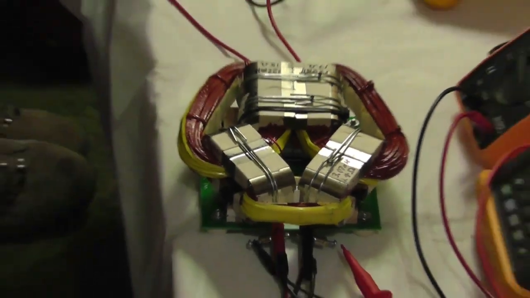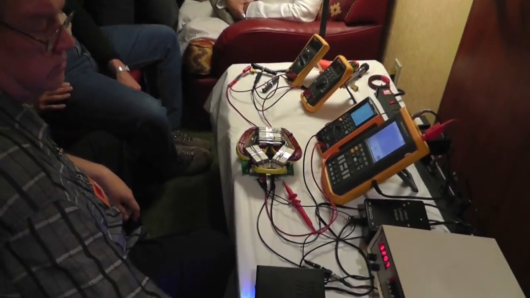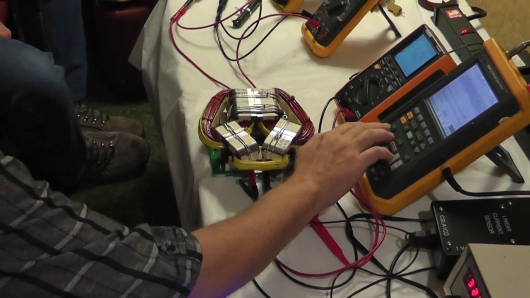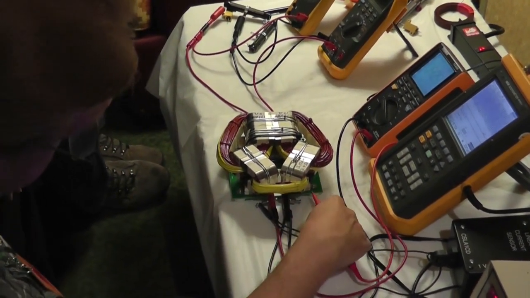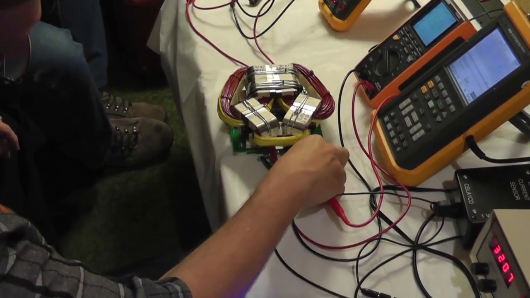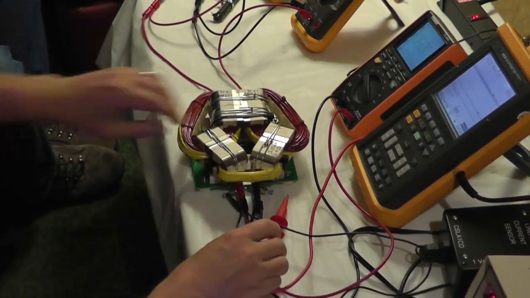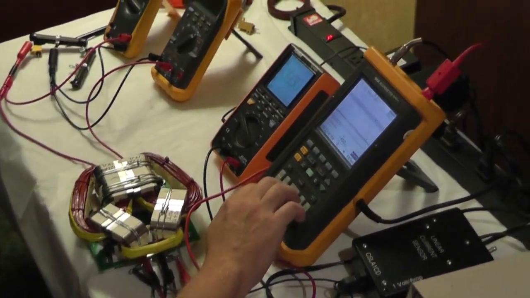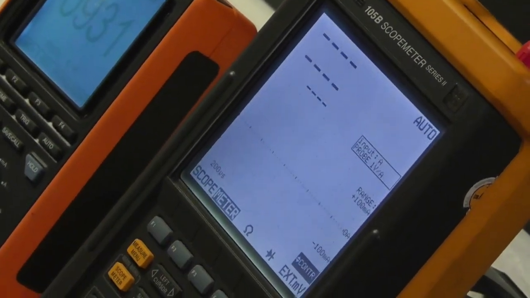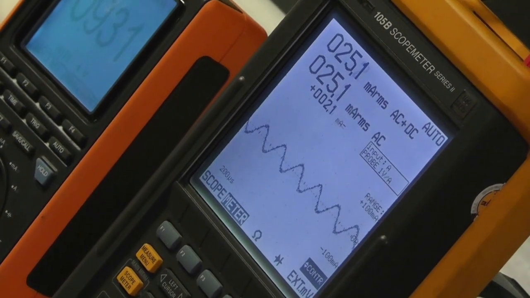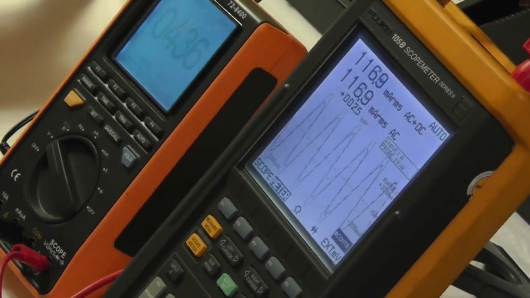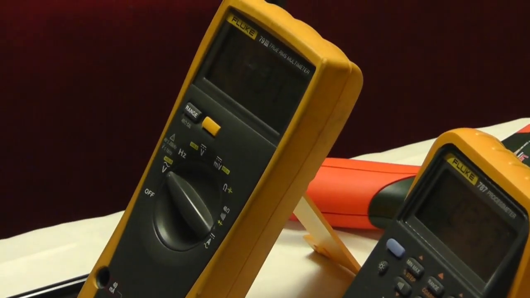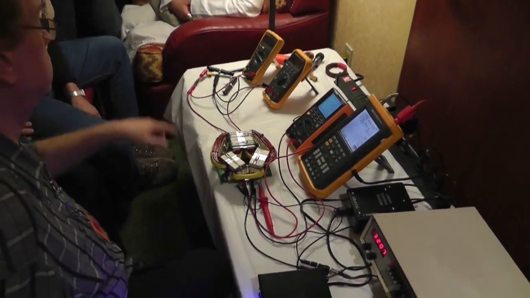I believe Metglass has the highest permeability of any material you can get. That's better than ferrite, isn't it? So you're going for the same input voltage as last time? Same operating voltage. Same load, 25 ohms.